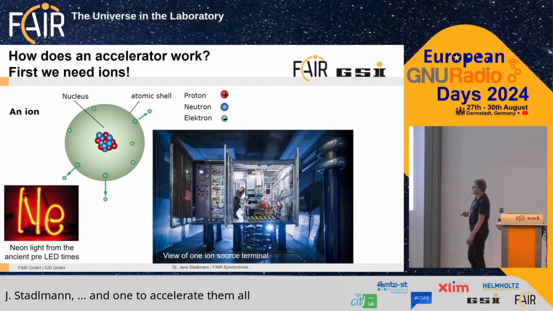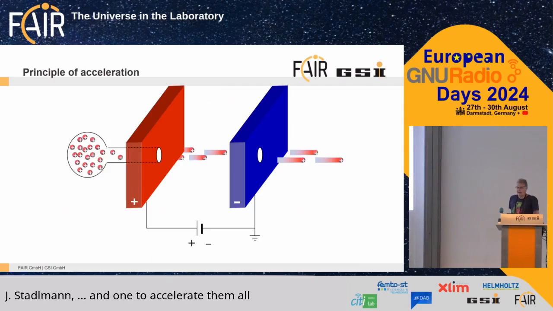We start here, this is how it looks. It is a big place. Here is the ion source. The one I show here works more or less on the principle of the neon lights from the ancient times before LED lights, where you had a gas discharge in a nice color. And the basic principle of acceleration is super easy. You just have your positively charged ions, which is not easy to do. We have a complete group working on that.